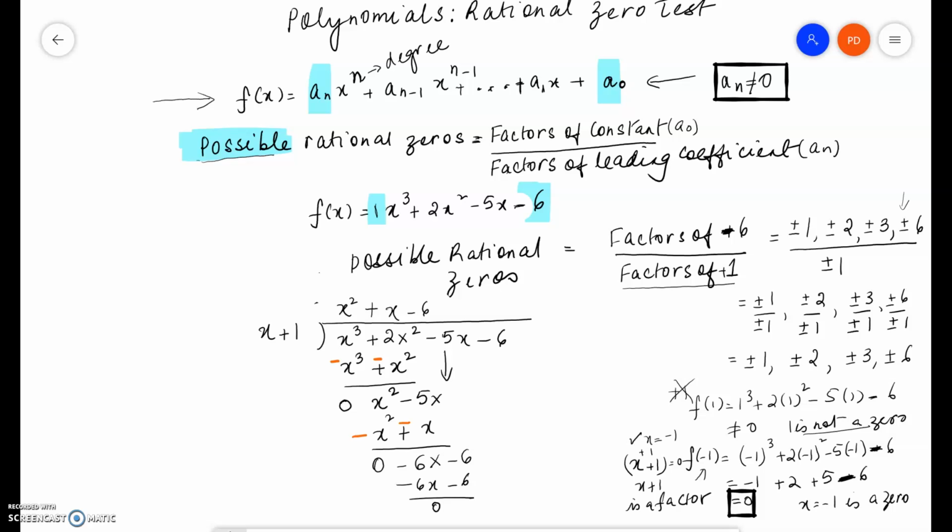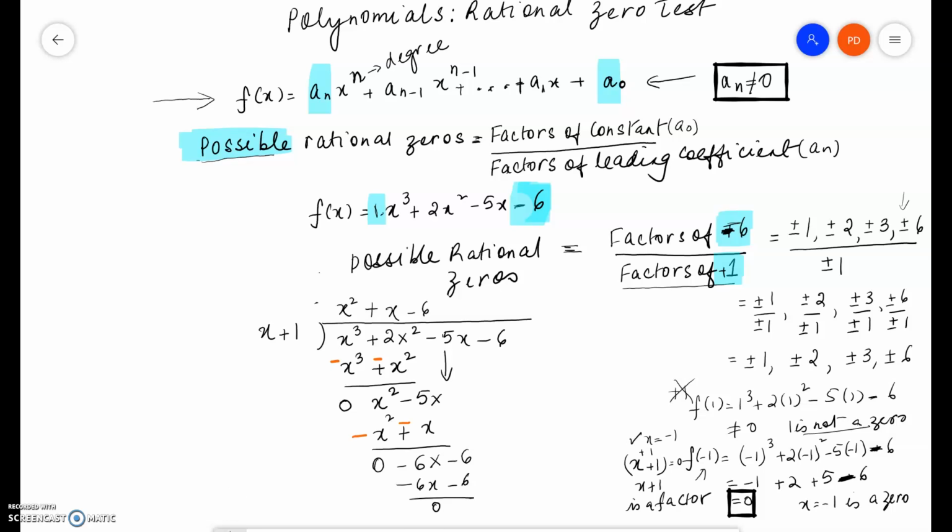Now let's look at an example. f of x equals x cubed, which means 1 times x cubed, plus 2x squared minus 5x minus 6. Minus 6 is the constant. So the possible rational zeros are the factors of minus 6, the constant, over the factors of positive 1, which is the leading coefficient.